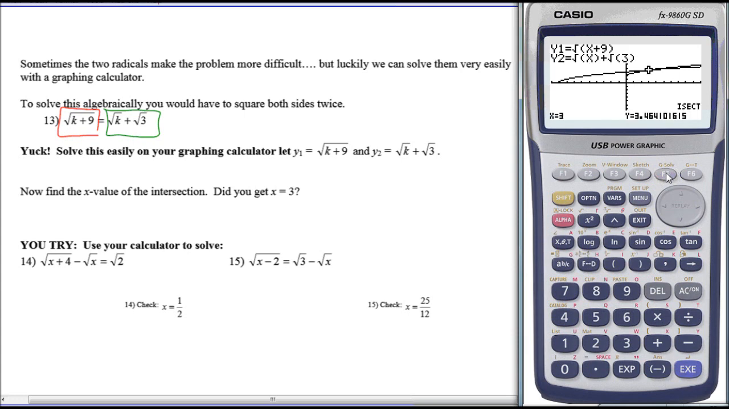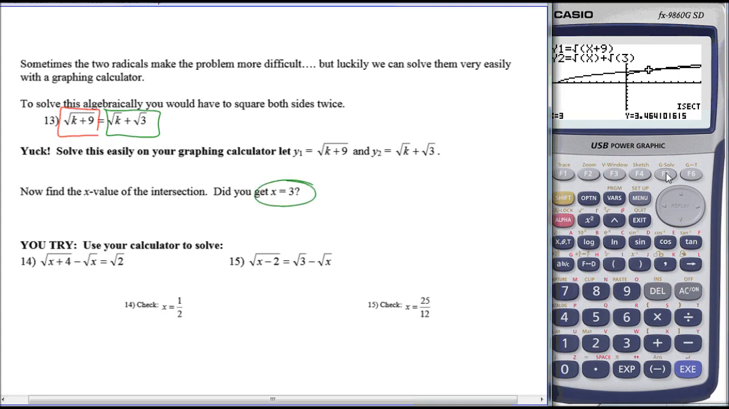I don't care about the y value of the point of intersection because my original equation only had x's in it. So when I answer this technically, I would be saying k equals 3 because I had k's in my first problem. Go ahead and pause the video while you try to do number 14 and 15 on your calculator. You should get these answers right here.